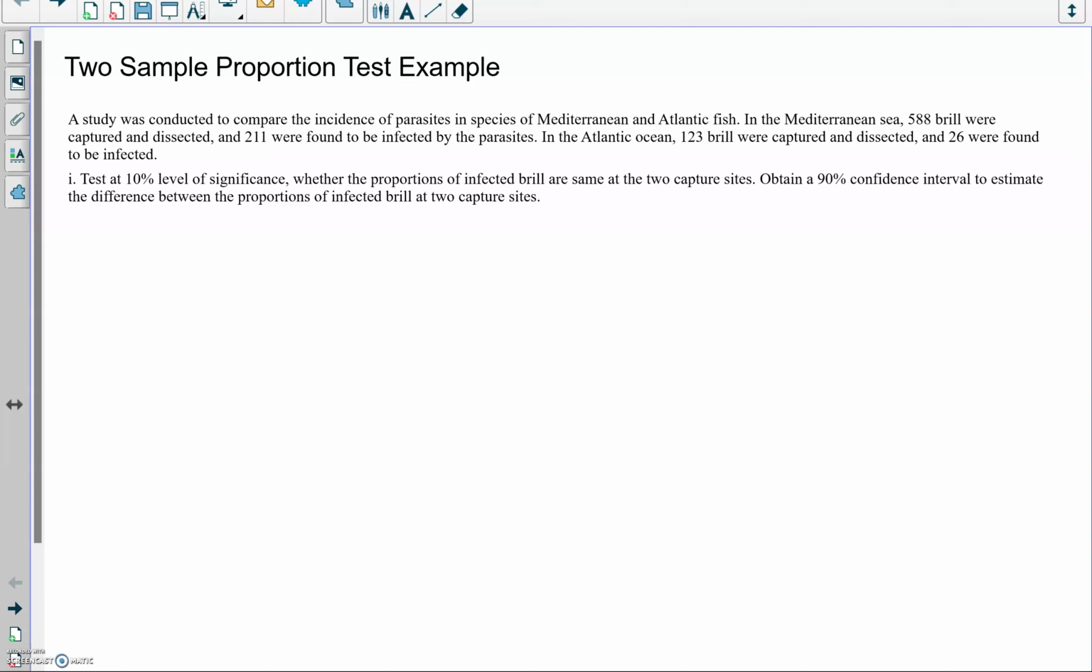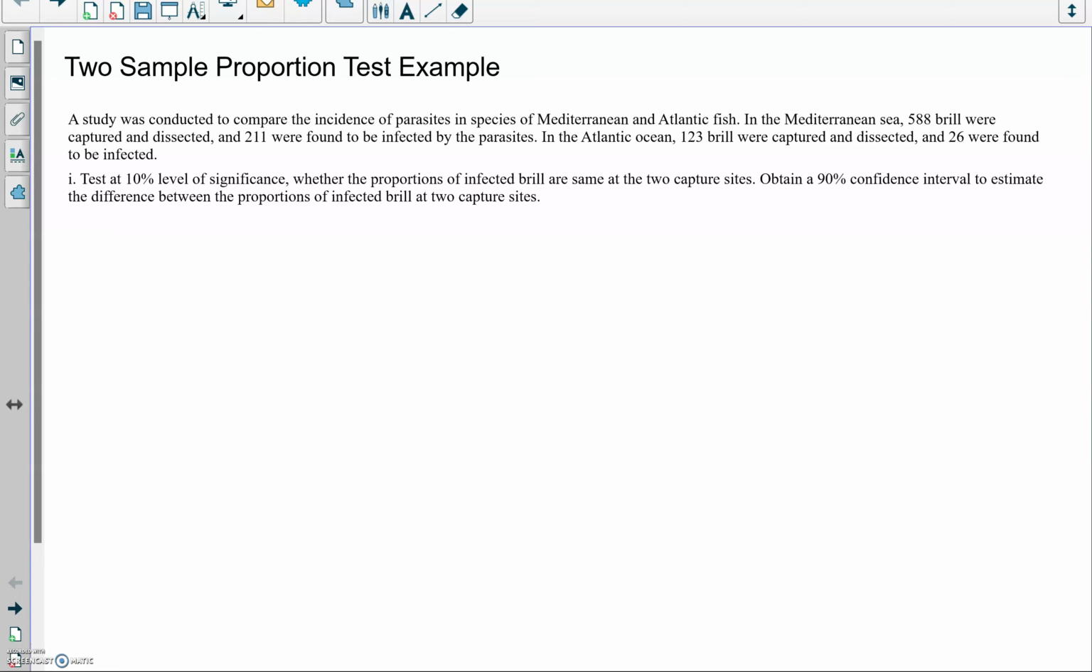Two-sample proportion test example. A study was conducted to compare the incidence of parasites in species of Mediterranean and Atlantic fish. In the Mediterranean Sea, 588 brill were captured and dissected. 211 were found to be infected by the parasites. In the Atlantic Ocean, 123 brill were captured and dissected, and 26 were found to be infected.